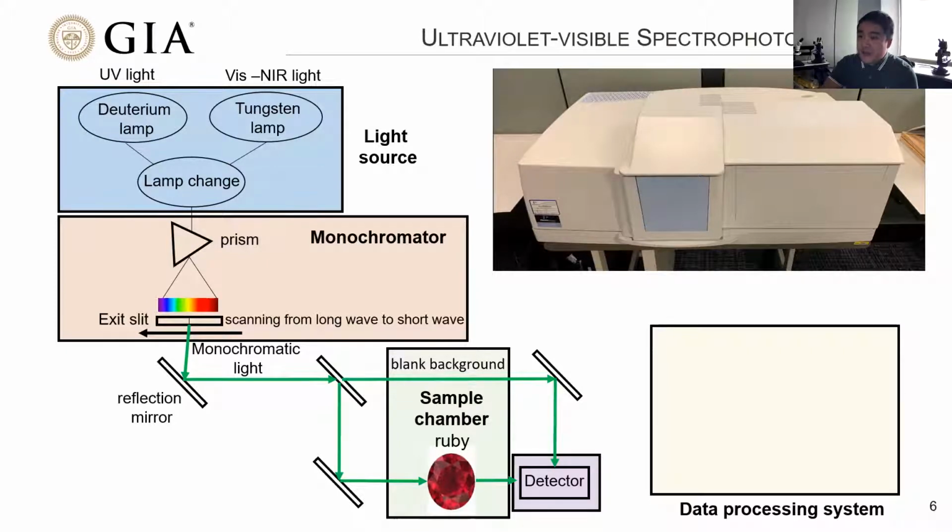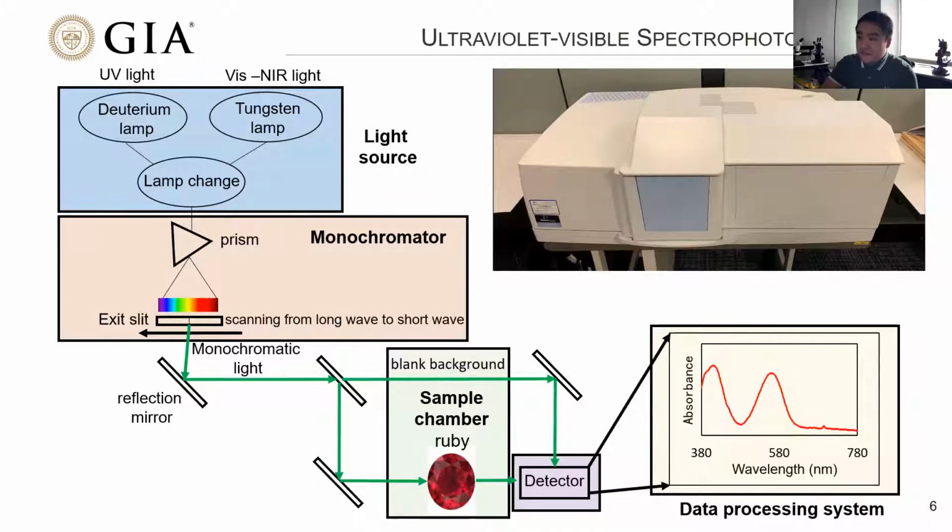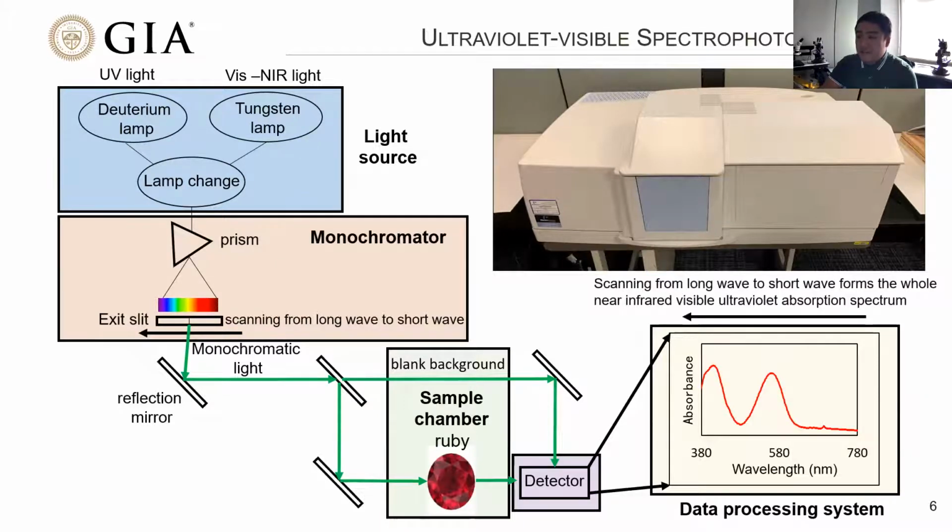The detector automatically compares the ratio of the intensity of the two beams, that is the transmittance. After logarithmic transformation, the data processing system converts the transmittance into absorbance and records it as a function of specific monochromatic light wavelength. As the monochromator completes the continuous scanning of the whole continuous spectrum from long wavelength to short wavelength, the complete near-infrared, visible, ultraviolet absorption spectrum of the gemstone is recorded.